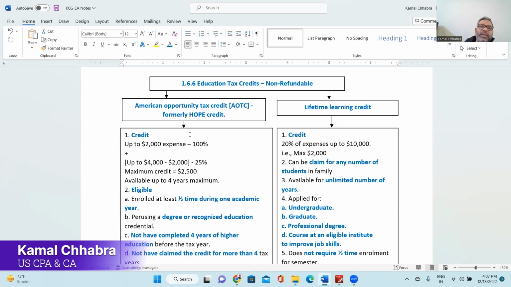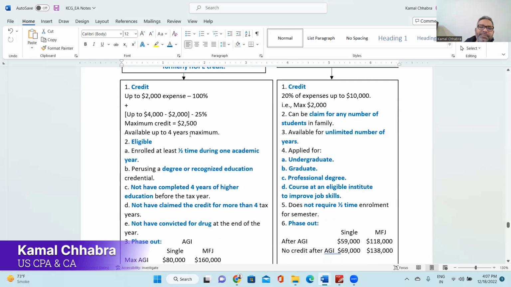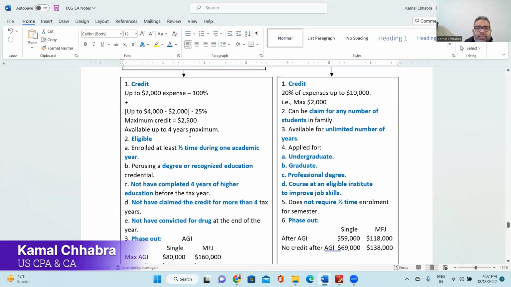The American Opportunity Tax Credit, AOTC, is first. If you see the left hand side, just look at only the left hand side first. For the first $2,000 of expense, 100% is allowed, and for more than $2,000 but less than $4,000, 25% of the difference is allowed. So the maximum tax credit is the first $2,000 complete plus 25% of the other $2,000, which is $500. So the maximum credit allowed is $2,500, right?